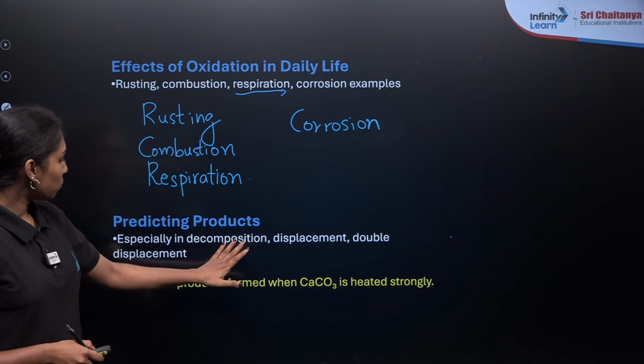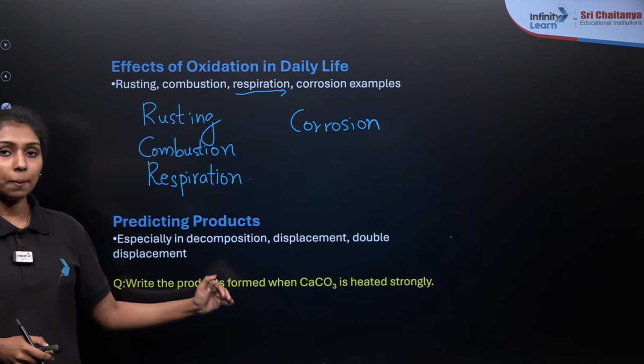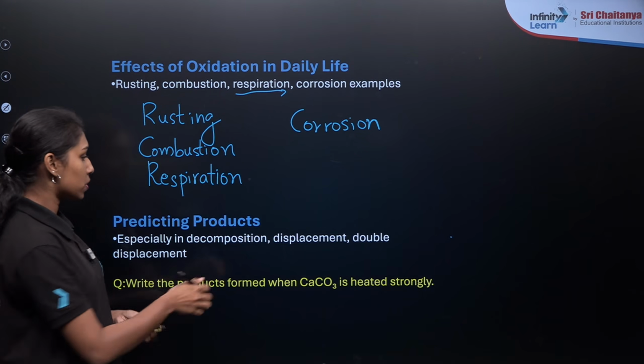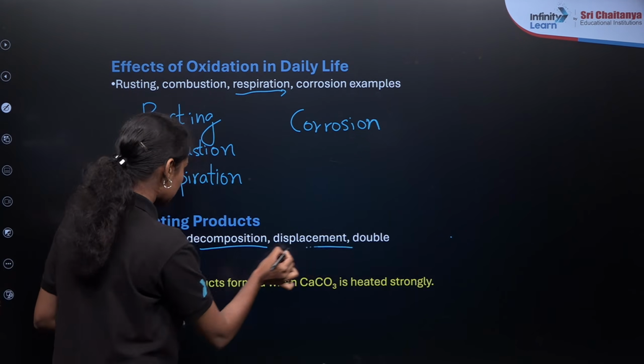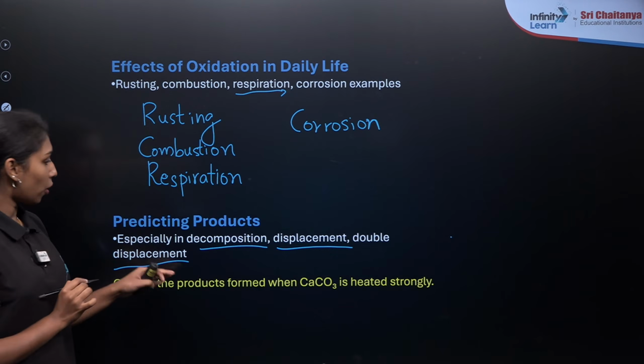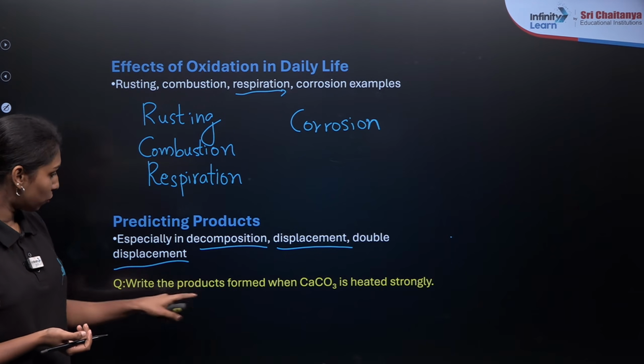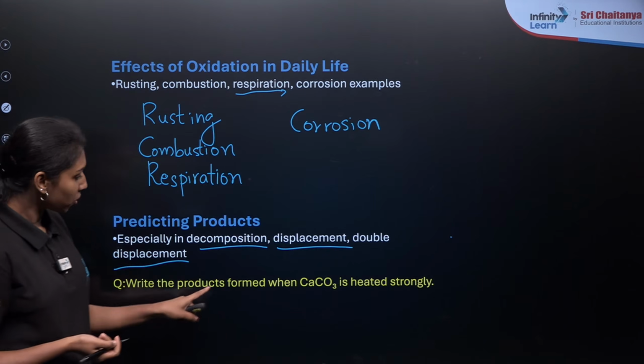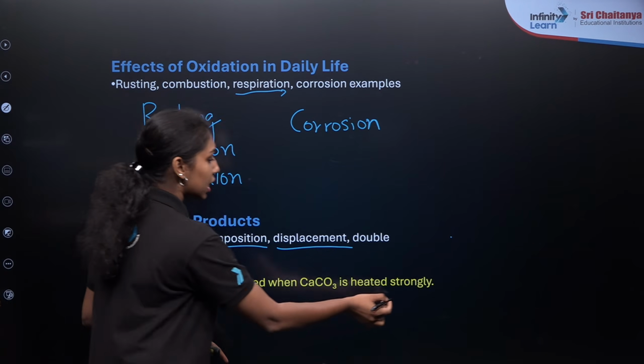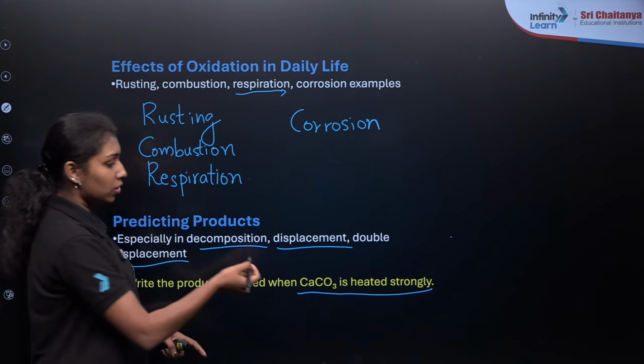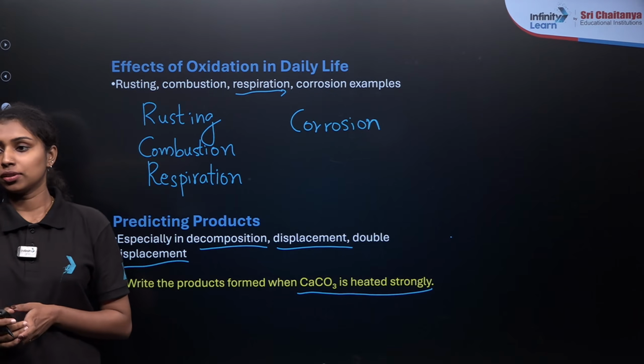Then the last topic is about predicting the product depending upon the reaction, especially for decomposition, displacement and double displacement reactions. We need to identify the product. We need to predict the product of the reaction. So an example is given here. Write the products formed when CaCO3 is heated strongly. So what will be the answer?